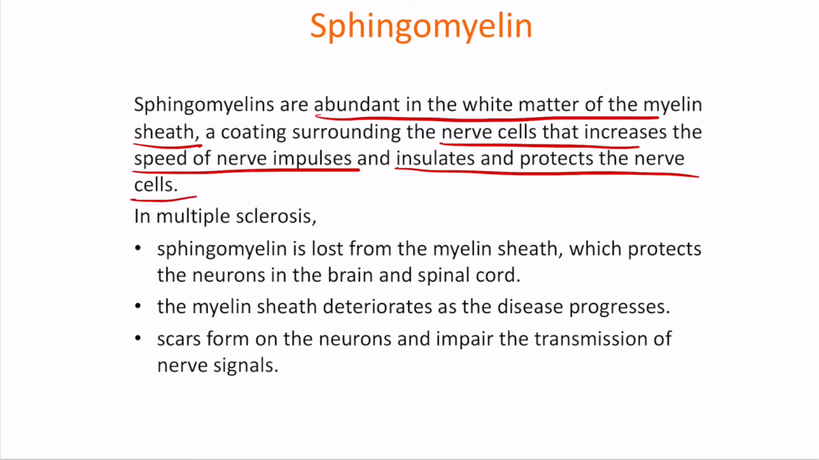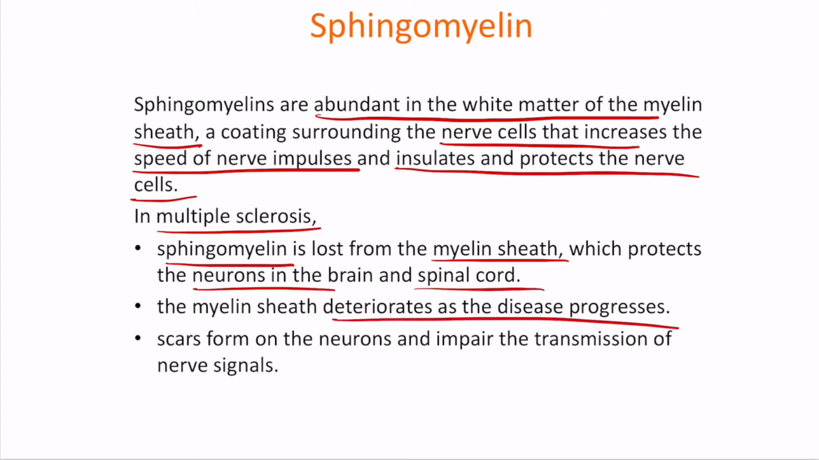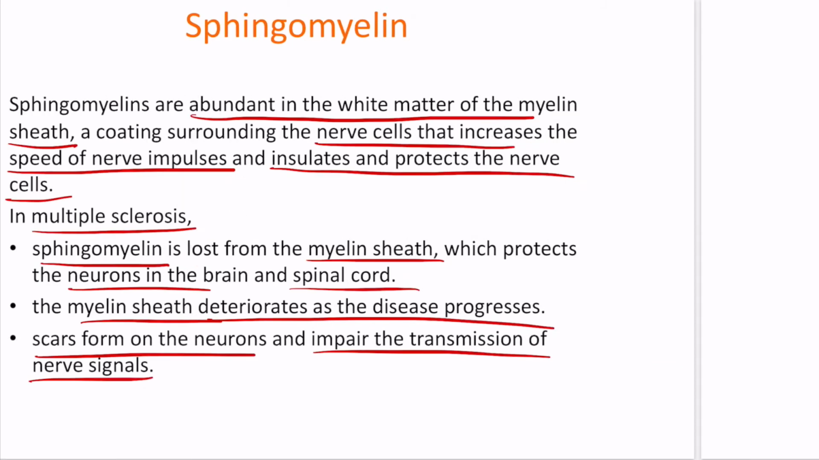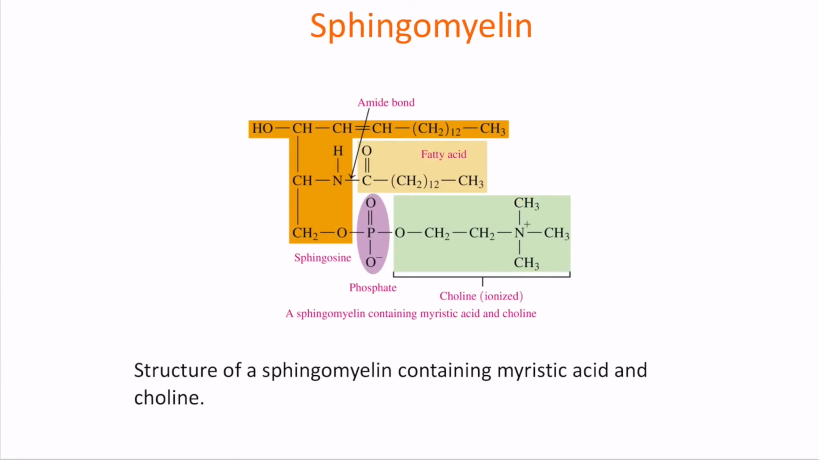One of the main problems with sphingomyelins is that in multiple sclerosis, this is the main component that is lost from the myelin sheath. Because it cannot protect the neurons anymore, the myelin sheath starts deteriorating as the disease progresses, and you have scars that form on the neurons and impair the transmission of the nerve signals. So this is the general structure of a sphingomyelin containing a myristic acid and choline as the amino alcohol.